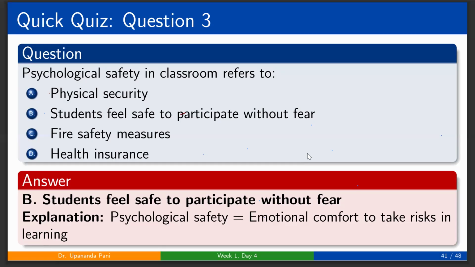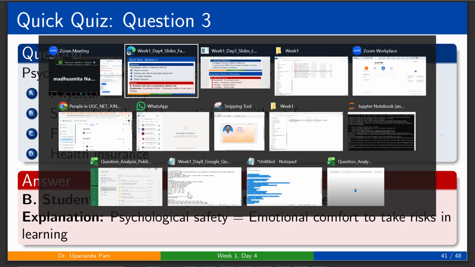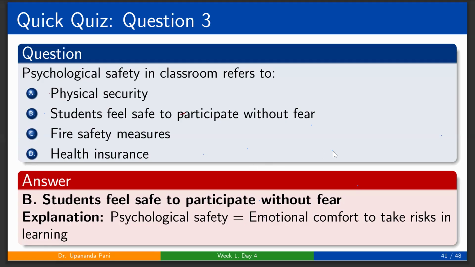Psychological safety in the classroom refers to physical security. Students feel safe to participate without fear. Fire safety measures, health insurance. Okay, very good. So Madhusudha has rightly answered. Students feel safe to participate without fear. Explanation: psychological safety is equal to emotional comfort to take risk in the learning.